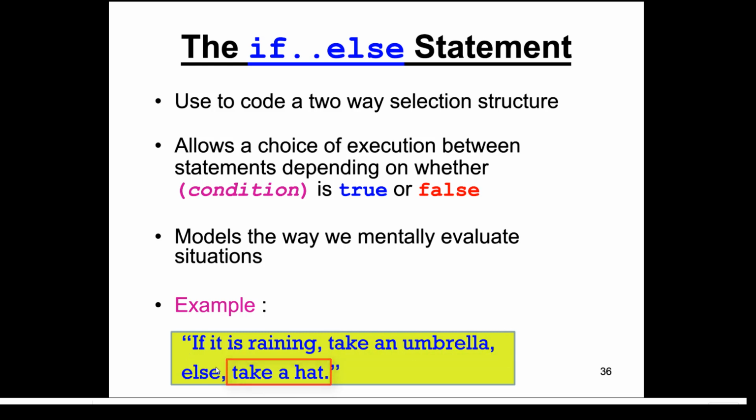So if you read this statement, you can see that the condition is, is it raining? If this is true, we take an umbrella, but if this is false, else take a hat. So it's either one: either we take an umbrella or we take a hat.